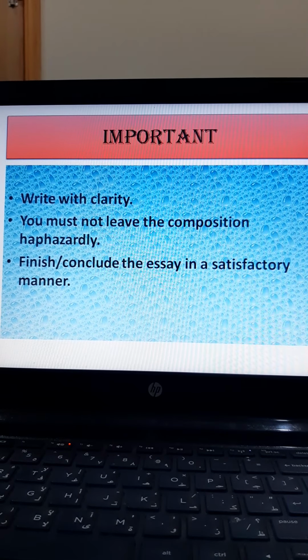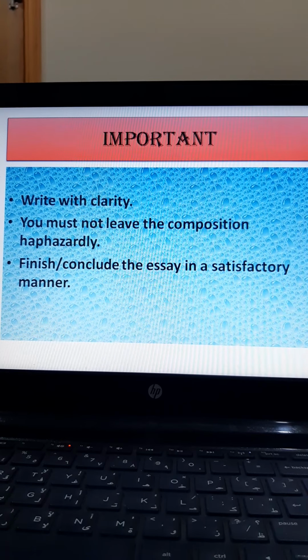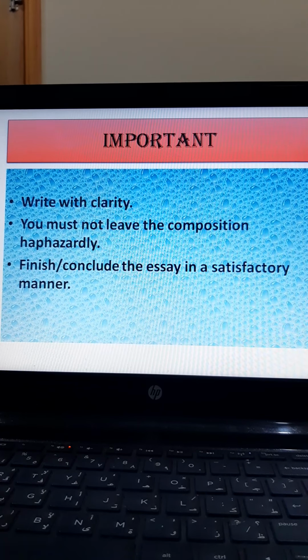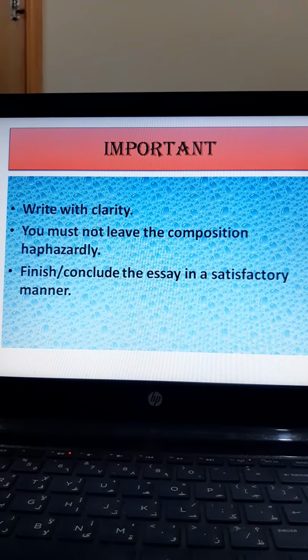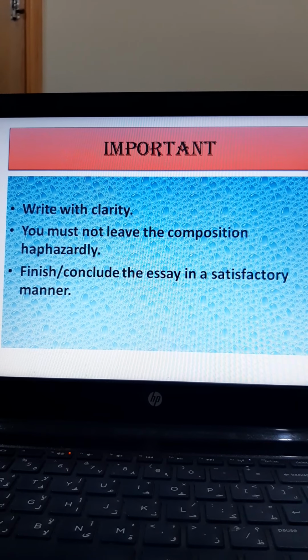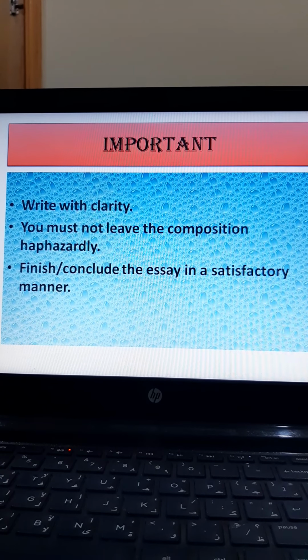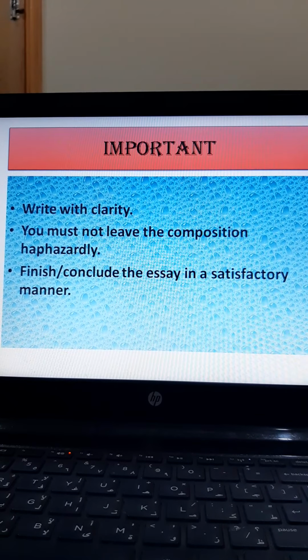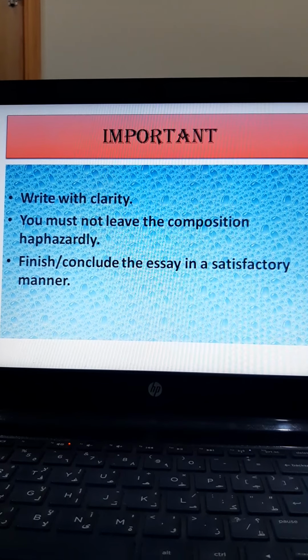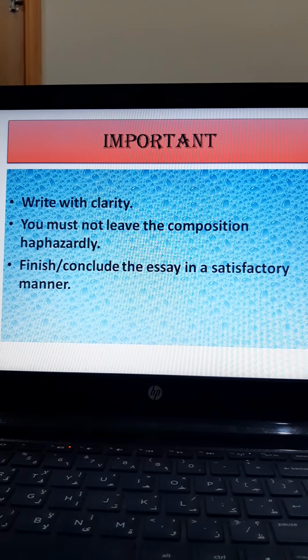Now, it's important that you must write with clarity. Your points or ideas or thoughts, whatever you call them, shouldn't be vague or ambiguous. You yourself should be confident of what you are writing. Only then will your checker be able to understand. Then you must not leave the composition haphazardly.